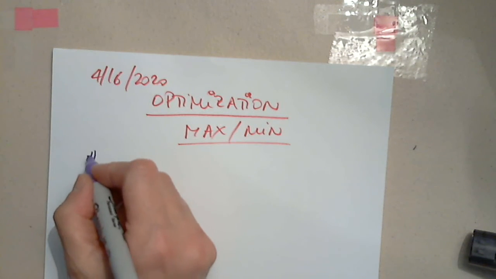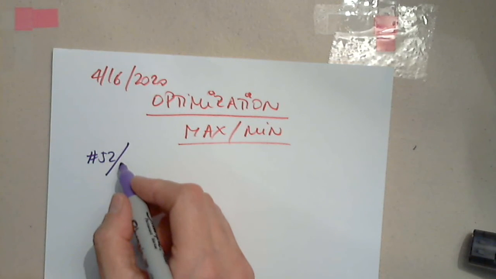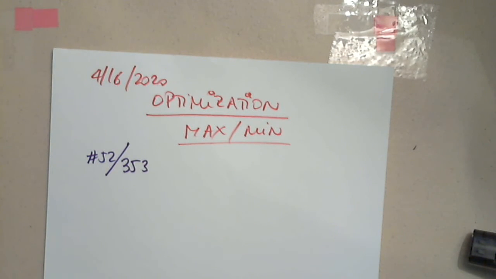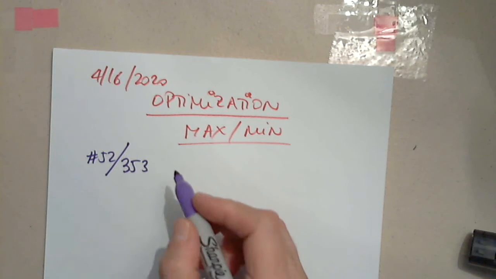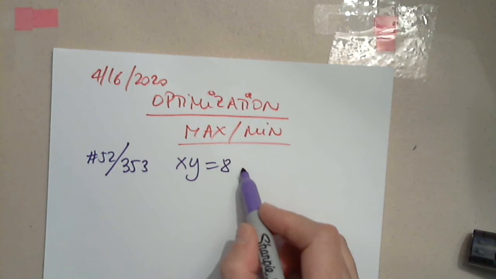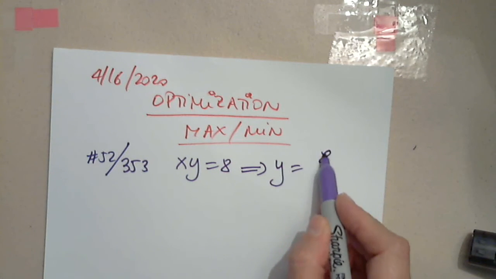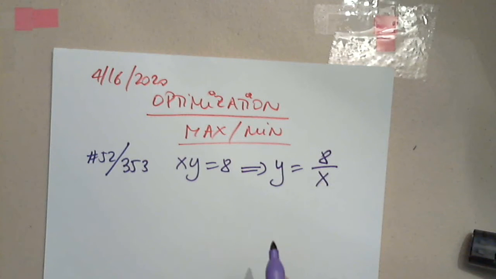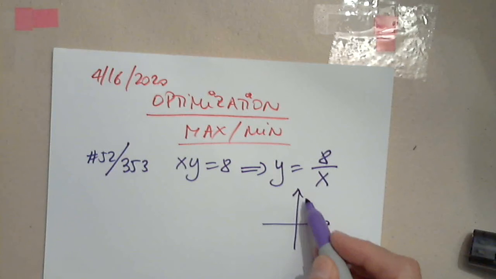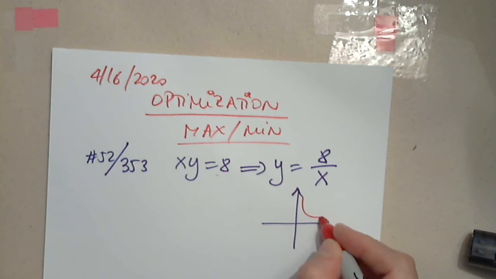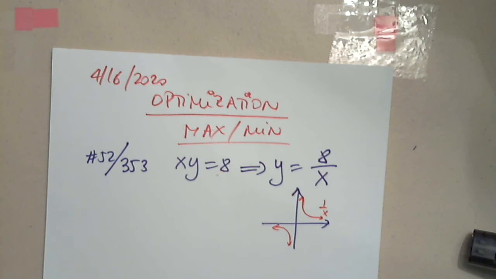Let's start with 52 on page 353. They're telling us to find the point on the hyperbola. So we are given xy equals 8, which very easily can be solved for y. And I haven't even finished reading the problem, but I know how to graph 1 over x. Well, 8 over x has the same shape. So 1 over x is this. 8 over x will have the same identical shape.